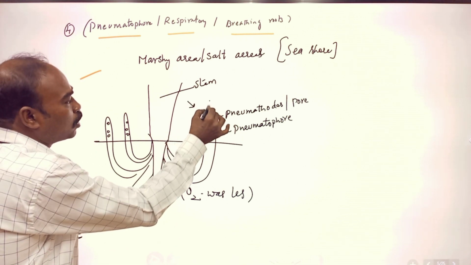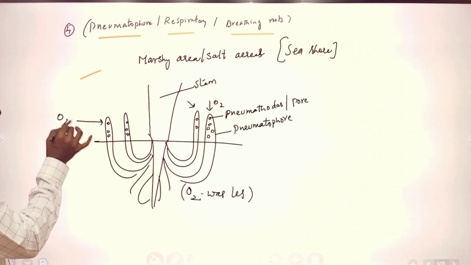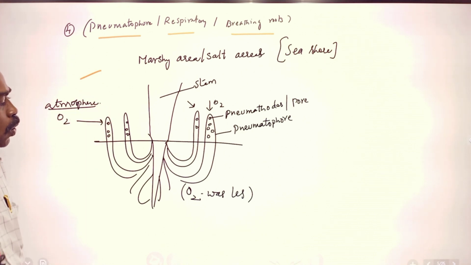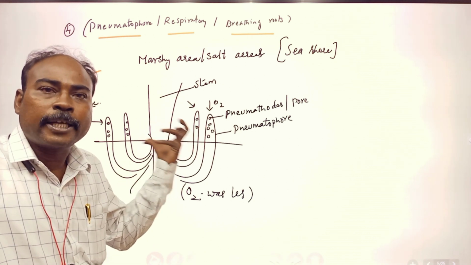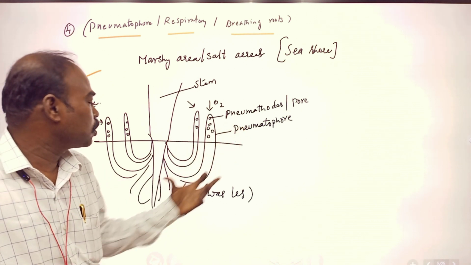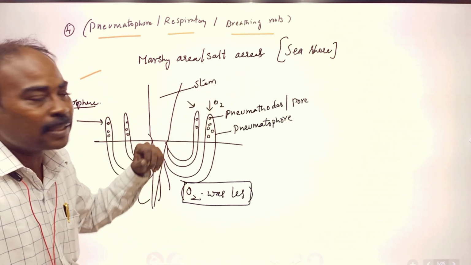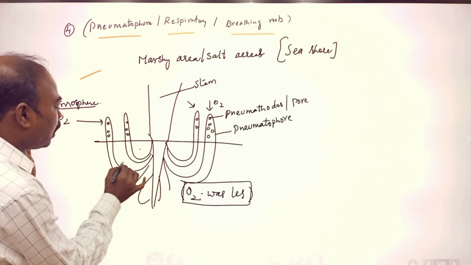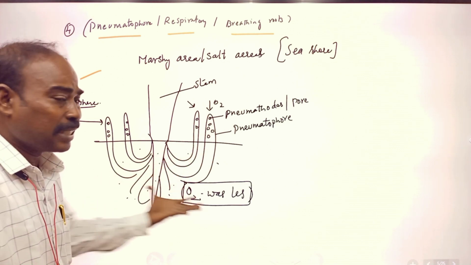Which can absorb oxygen from the atmosphere. These pneumatophores absorb oxygen from the atmosphere. So the roots which are useful to absorb oxygen or respiratory gas are called respiratory roots or pneumatophores. Such roots are found in plants which grow in saline or salty areas, that is on seashores. Here in the soil there is no sufficient oxygen, less oxygen is there.